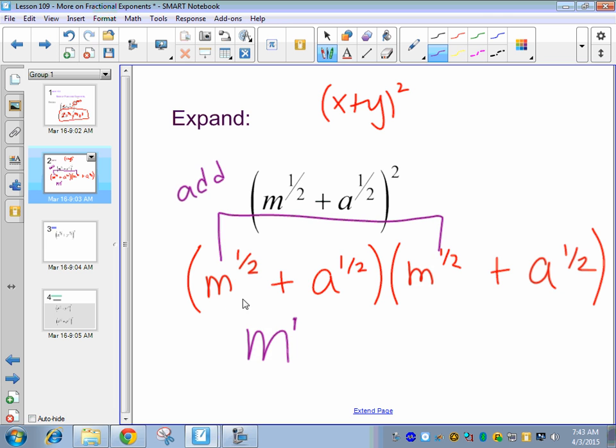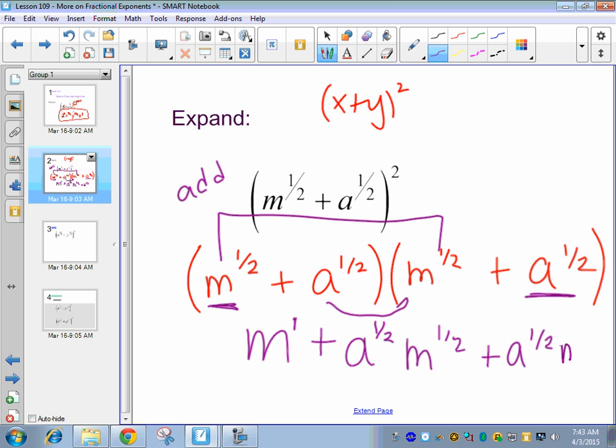All right, now we're going to do the outside. So I'm going to multiply m to the 1/2 times a to the 1/2. Those don't really go together or anything. They're separate bases, so we're just going to make them like this. Multiply those together to get that. Now I'm going to multiply the insides together. Same thing. I get plus a to the 1/2, m to the 1/2.